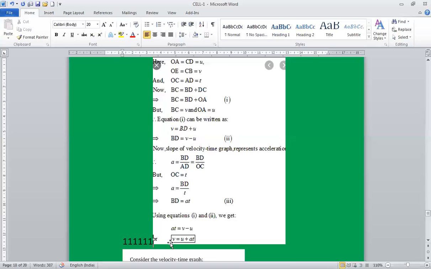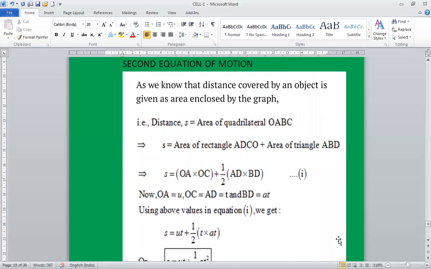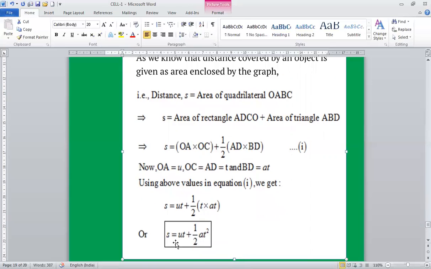Now we'll study the second equation of motion with this graph. It is an equation connecting four parameters: distance traveled, initial velocity, time taken, and acceleration. This equation can be written as S is equal to UT plus half AT square.